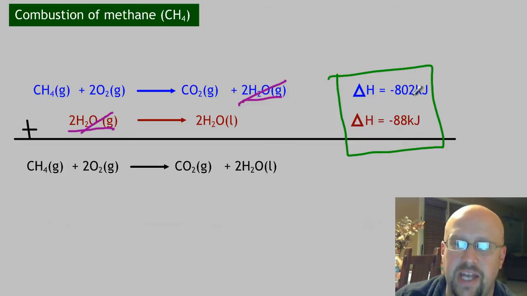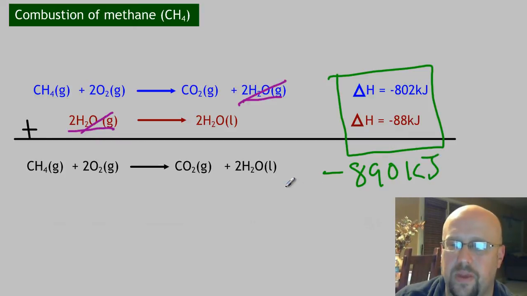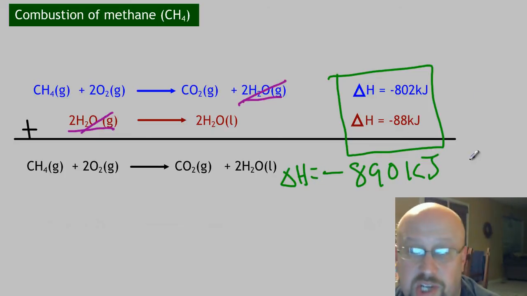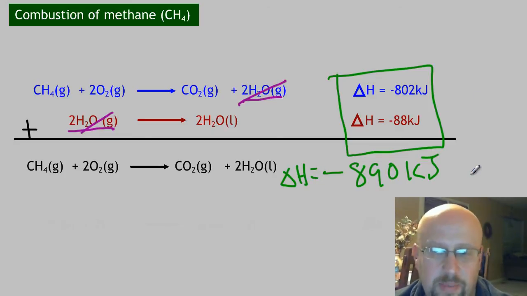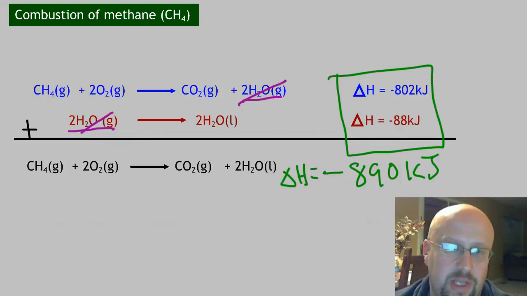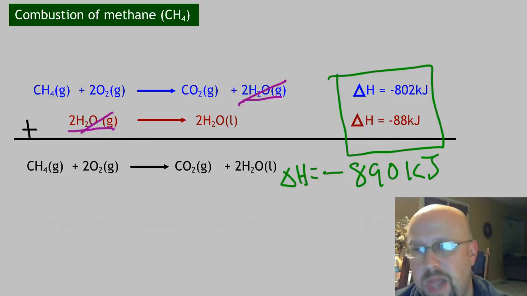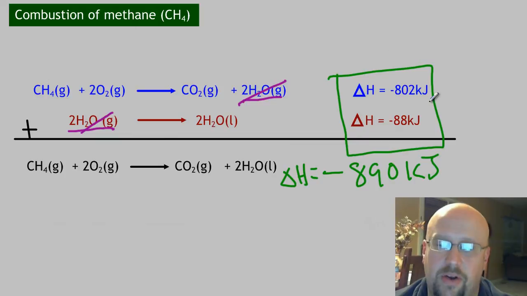And so if I add negative 802 to negative 88, then what I'm going to get is negative 890 kilojoules, and that's going to be my enthalpy, or my change in enthalpy, rather. Pretty simple. The math that we do in chemistry doesn't really get a whole lot easier than that. Now, of course, you're thinking to yourself, listen, Arnold, I know it can't be quite that easy. But really, it pretty much is that easy.